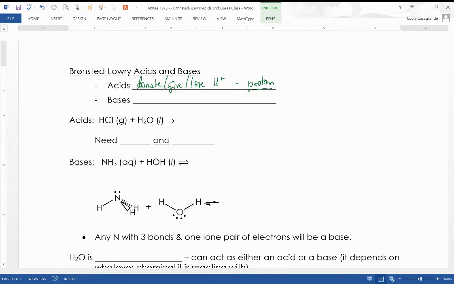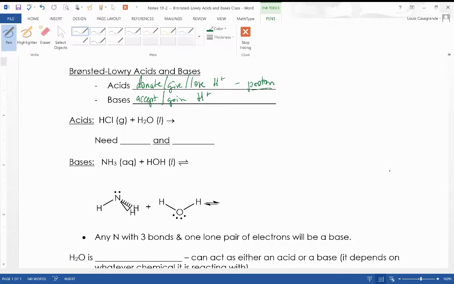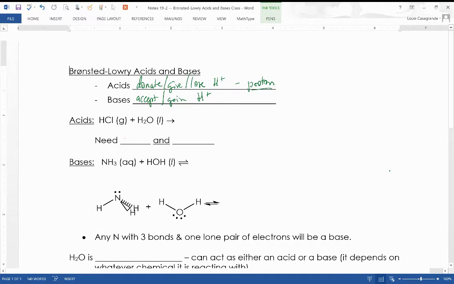This is going to be how we define these acids and bases, by one thing giving up and the other thing getting. And so we say that bases accept or gain a proton. And that's how we're going to define these. And in every reaction now in the Bronsted-Lowry model, we're going to have both an acid and a base. So we're going to need an acid and a base.